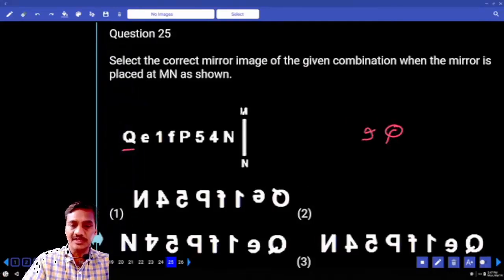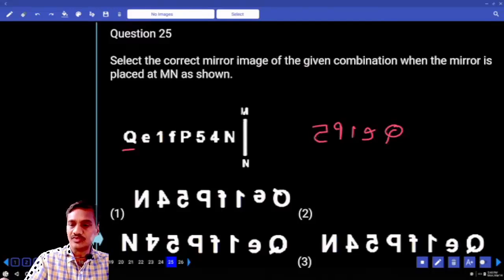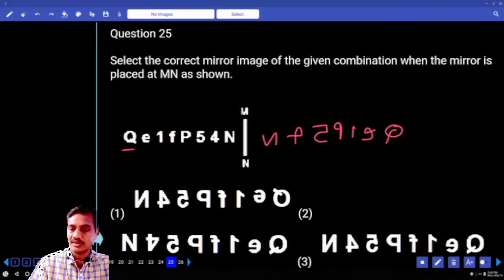Then this will be E and this is 1 and this P will become like this and this is 5. Now this is 5 and this is 4, isn't it? And this would be N. And so what is your answer here? N 4 5 P 1 and E and Q. E and Q, and it is given in which choice? Choice 3 is the answer.